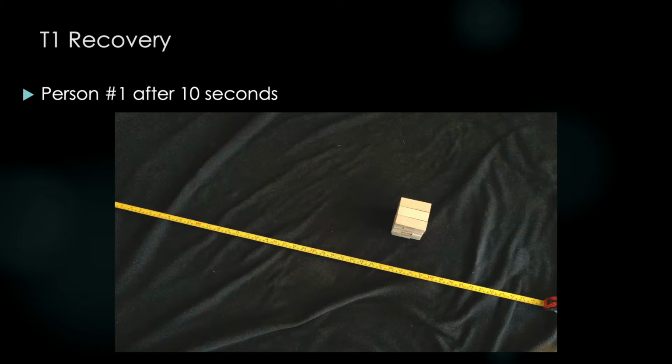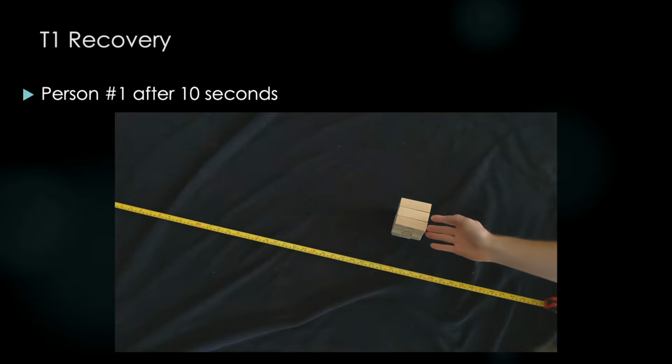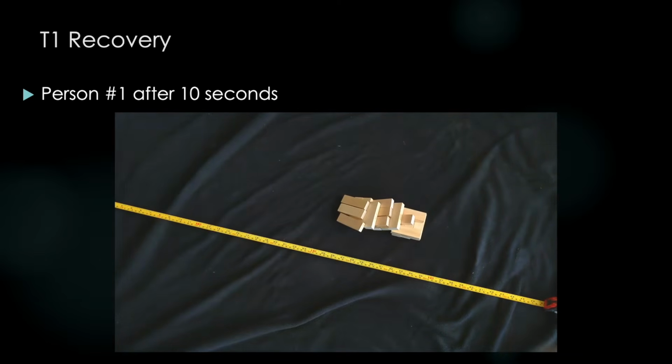I laid out a tape measure for reference so we can actually measure the spread. Let's see what happens when we knock down this tower into the XY plane. Not surprising, we measure a small spread. It's hard to read, but around 10 inches. Let's see how person number 2 performed.